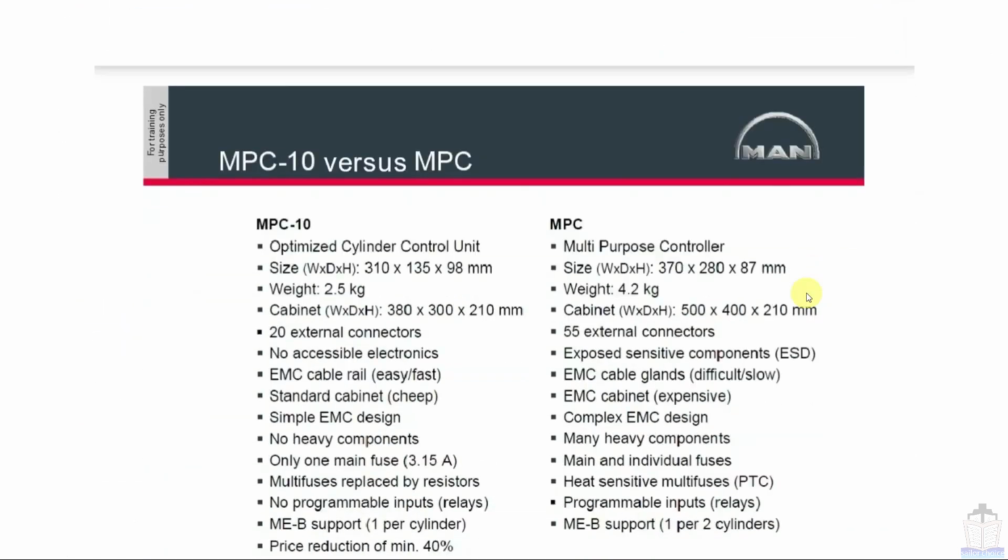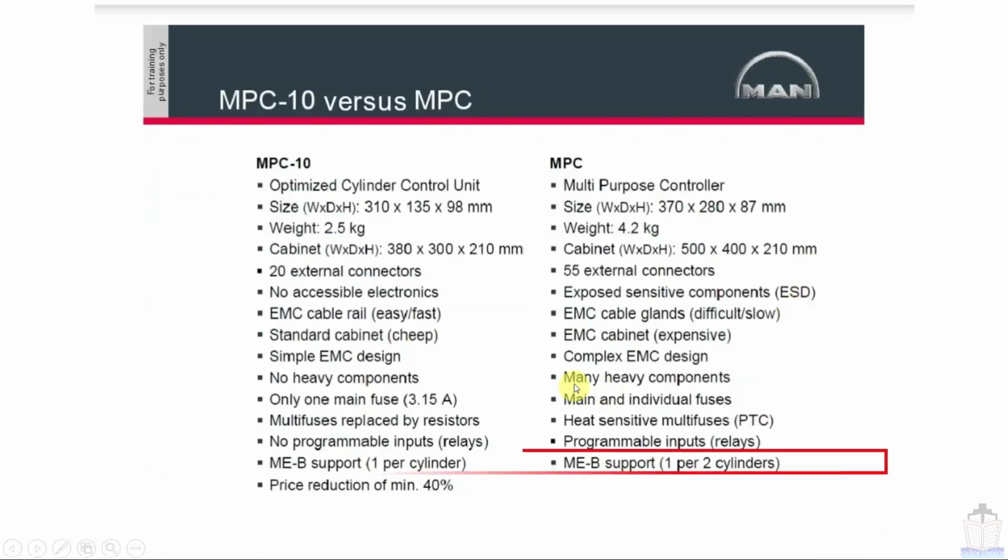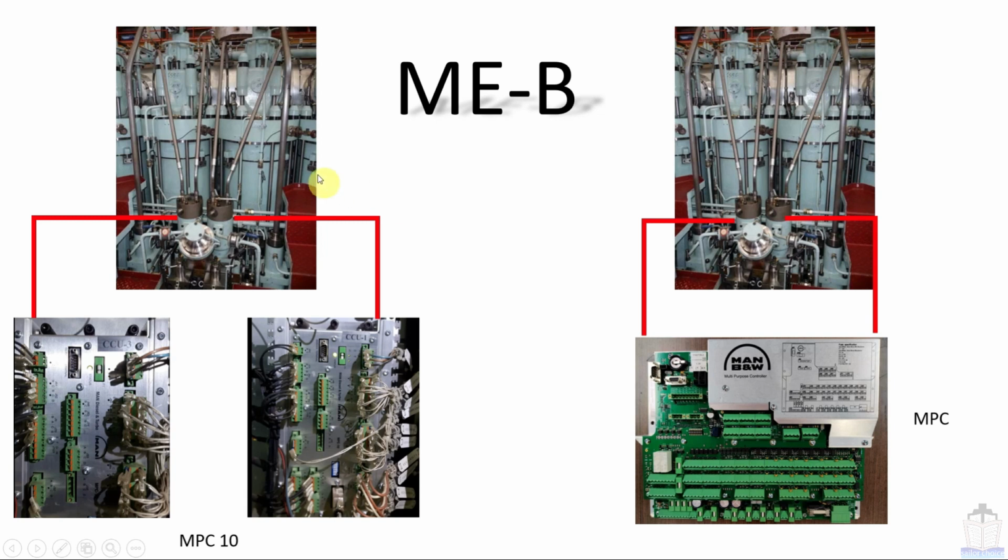Now moving to next, that is MEB support 1 per cylinder and MEB support 1 per 2 cylinder. So here this is a picture of MEB engine. Here you can see these are the two booster unit, one for each cylinder, and here exhaust valve actuator are there. This exhaust valve actuator basically driven by the camshaft, but these two booster unit driven by the CCUs.